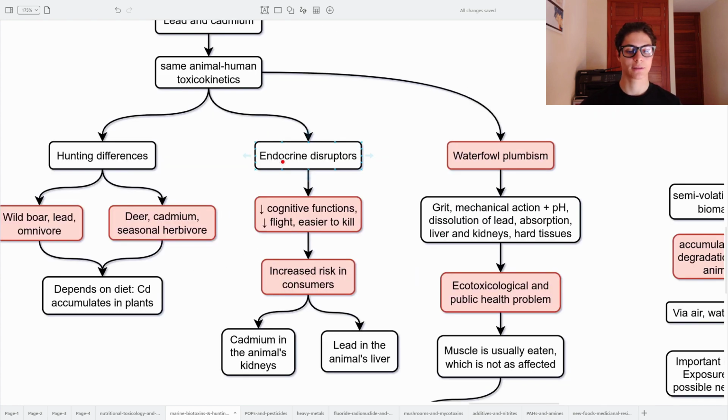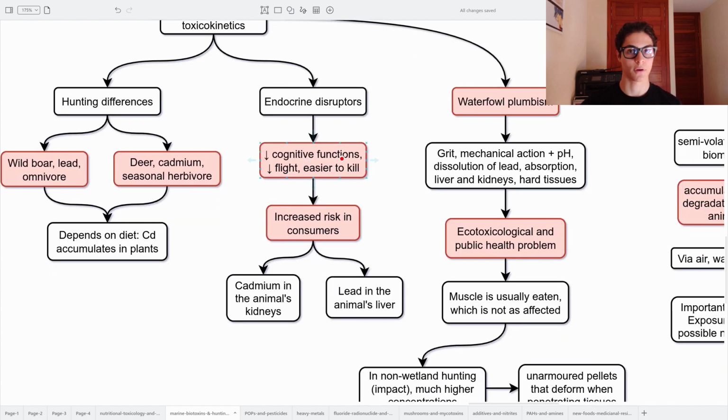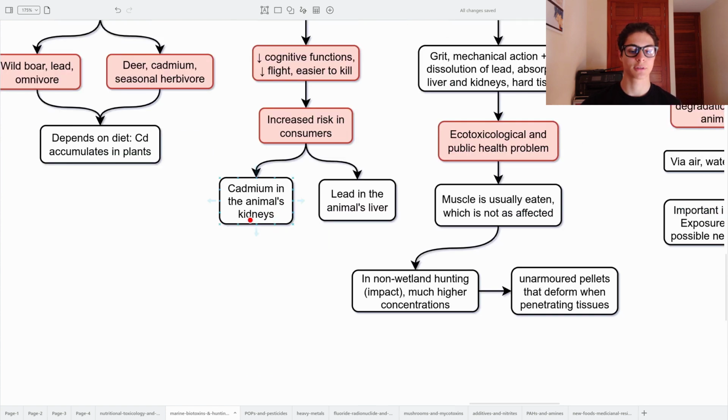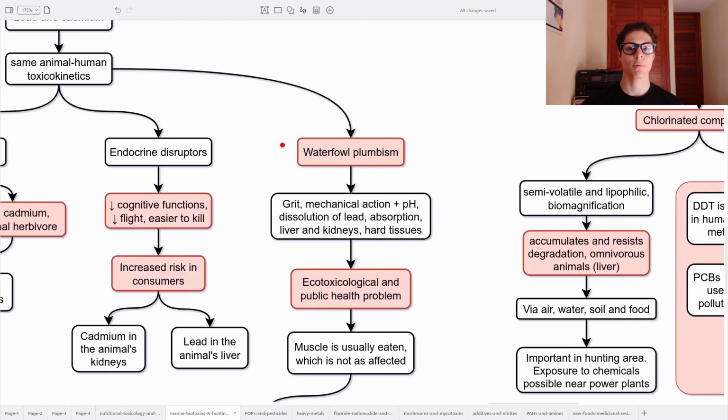The heavy metals act as endocrine disruptors. They lower the cognitive functions, they lower the flight state, and therefore the animals are easier to kill. And this indeed creates an increased risk in the consumers. The cadmium accumulates in the animal's kidneys, whereas the lead accumulates in the animal's liver. And here we have to mention the waterfowl plumbism.